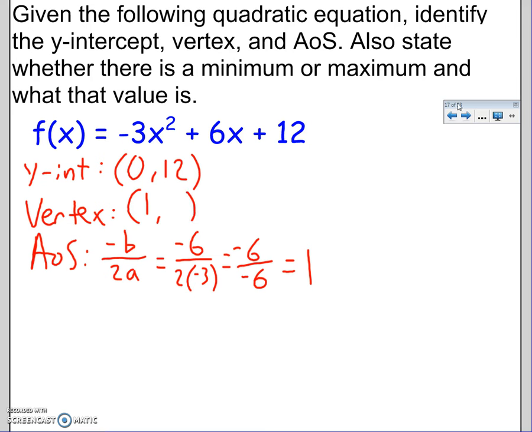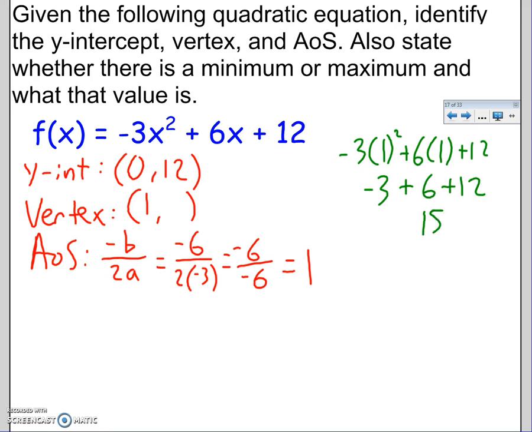So I plug in 1 for x in the original problem. So negative 3 times 1 squared plus 6 times 1 plus 12. Put it in the calculator or just calculate by hand. So 18 minus 3 is 15. So there's my vertex. If you can get those things, or really two things, if you get the y-intercept and vertex, you basically have all the information you need.